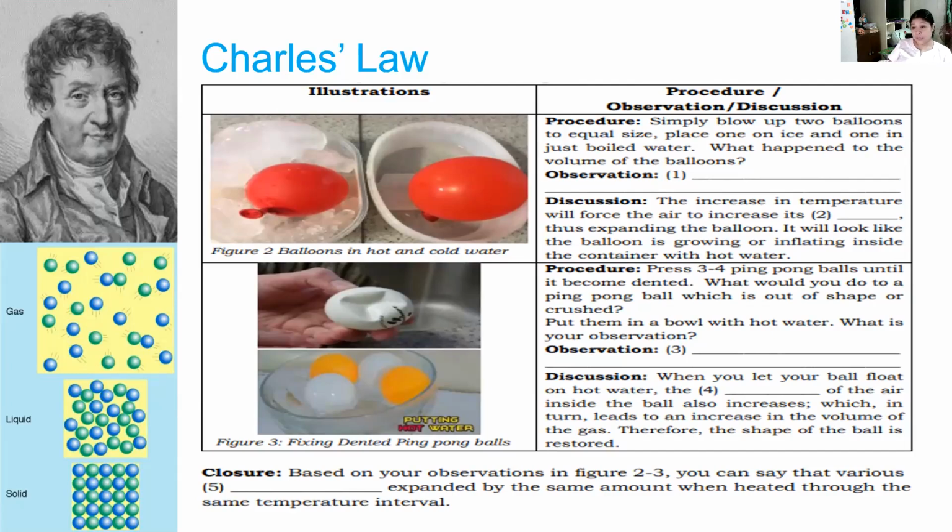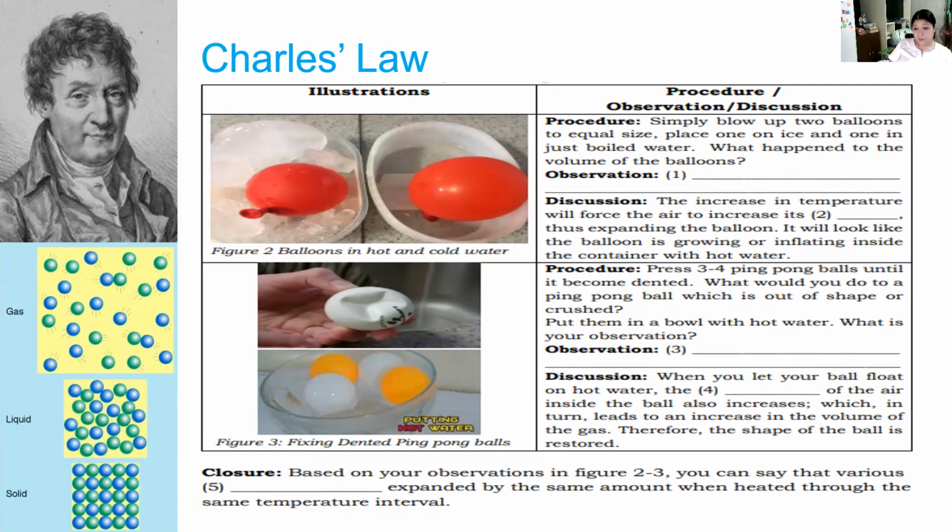For procedure 3, press 3 to 4 ping pong balls until they become dented. What would you do to a ping pong ball which is out of shape or crushed? Put them in a bowl with hot water. What is your observation? When you let your ball float on hot water, the temperature of the air inside also increases, which in turn leads to an increase in the volume of the gas. Therefore, the shape of the ball is restored.